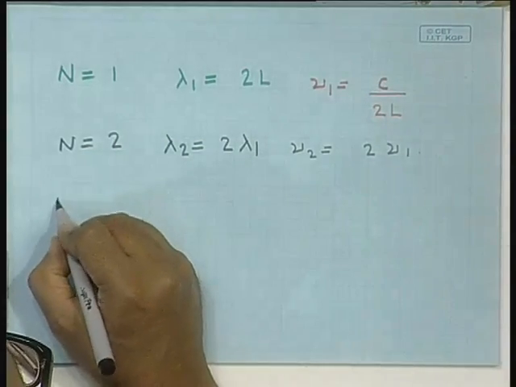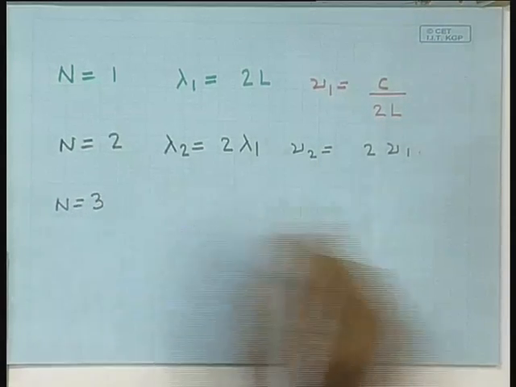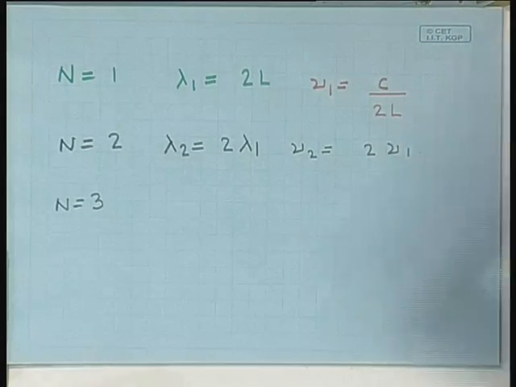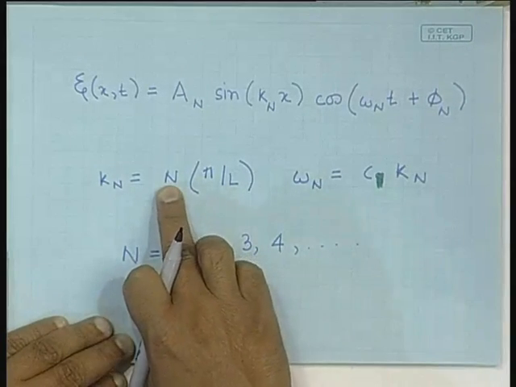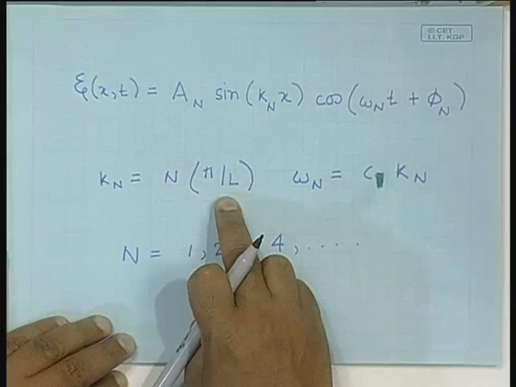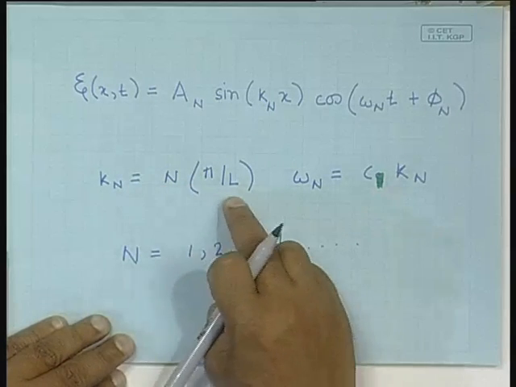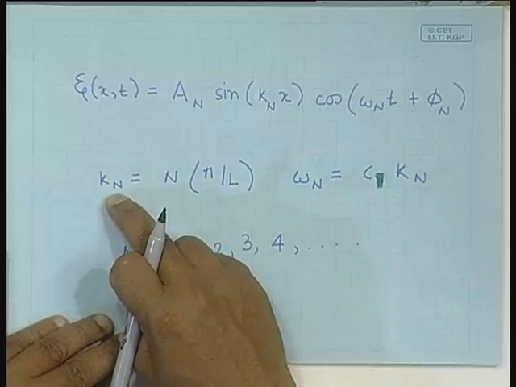N equal to 3, again let me show you the expression, n equal to 3. So, the wave number is 3 pi by L, and 2 pi divided by the wave number gives the wavelength.